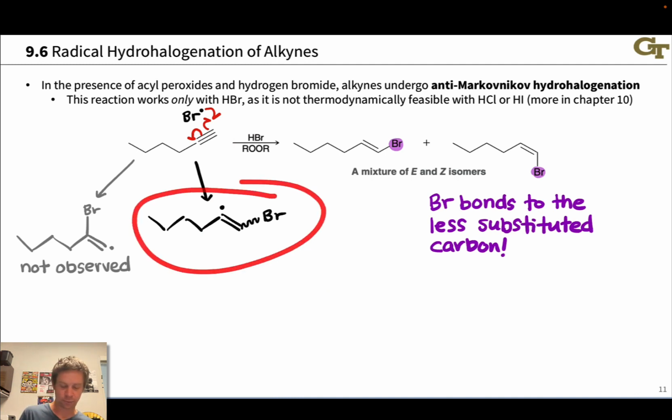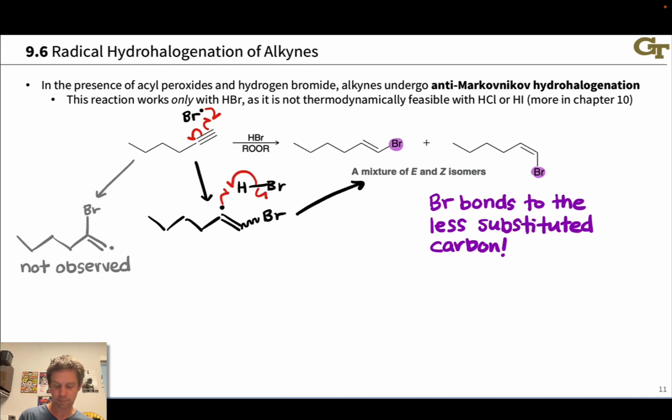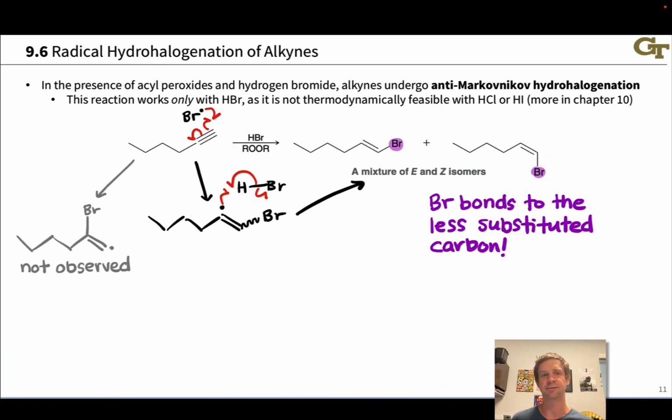This radical then reacts with another molecule of HBr, or a molecule of HBr abstracts a hydrogen from it. This generates a new bromine radical, propagating the chain, so to speak, and generates the neutral alkenyl bromide products as a mixture of cis and trans isomers, because this radical exists as a mixture of cis and trans isomers effectively. And so the overall result, though, is anti-Markovnikov hydrohalogenation. Highly useful if we want to install a bromine in particular on the less substituted position of the alkyne.